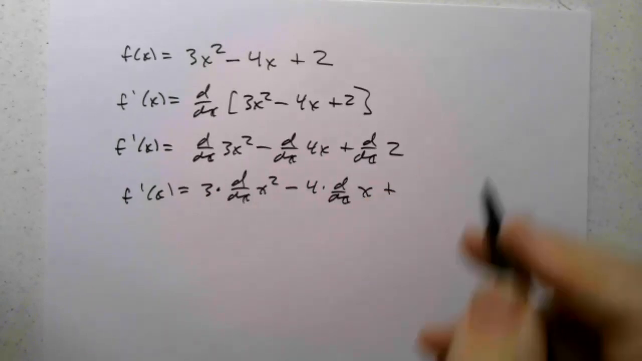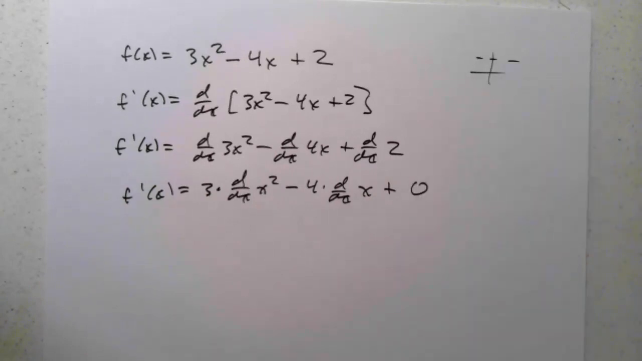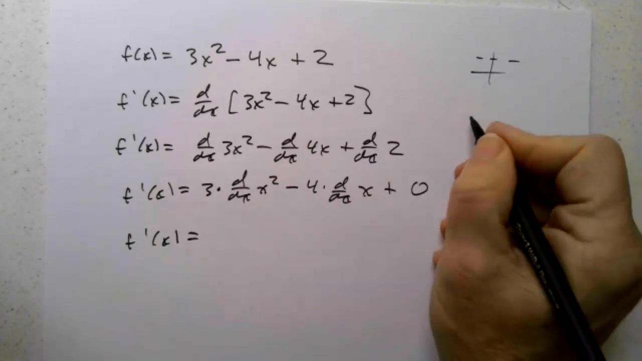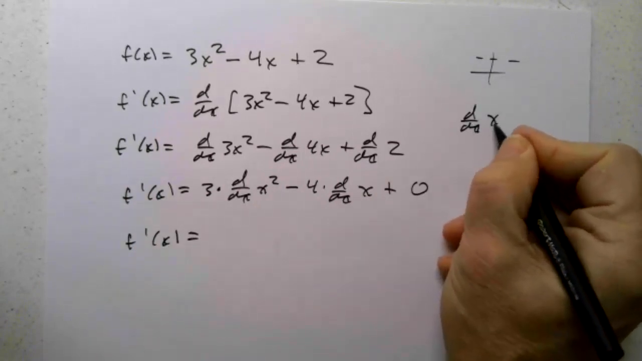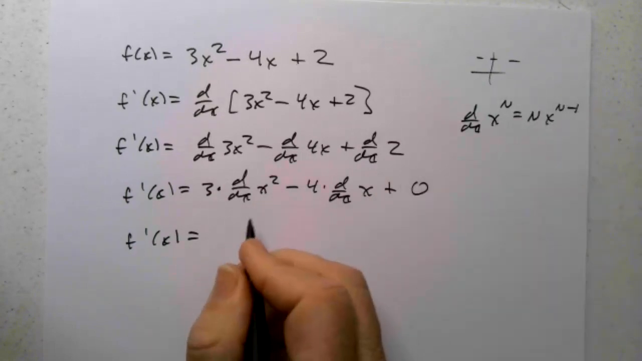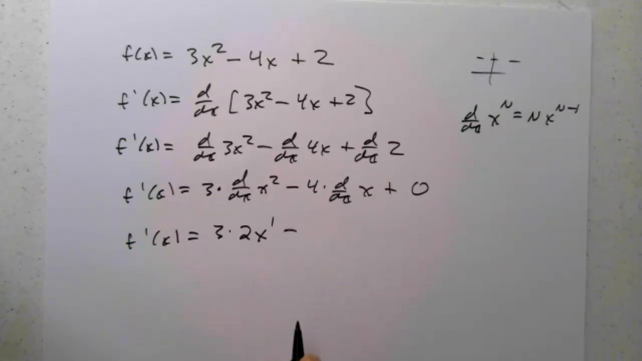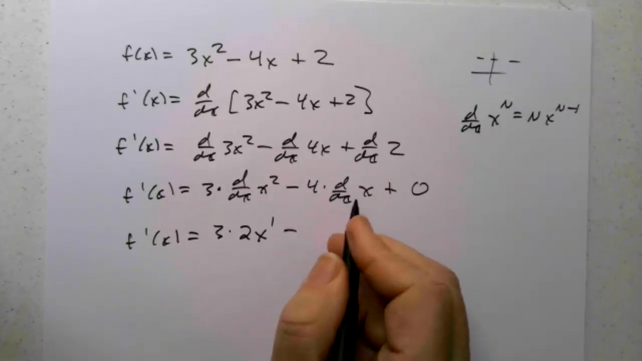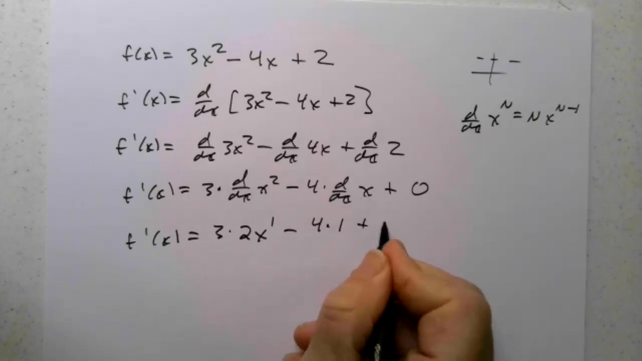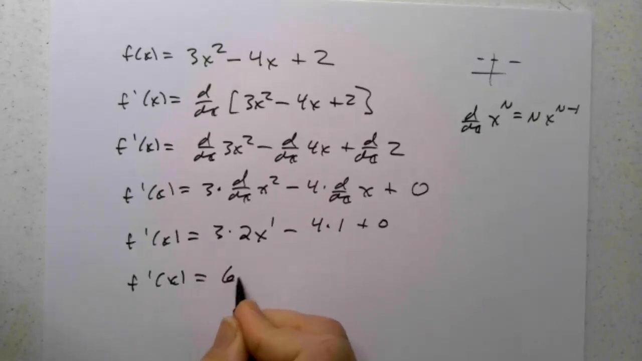Remember, a constant function is horizontal. Slope is 0. Derivative of any constant is 0. The derivative of x squared, remember the derivative of x to the n is n x to the n minus 1. So the derivative of x squared is 2x to the 2 minus 1, or 2x to the first. The derivative of x to the first is 1x to the 0, or the slope of x is just 1. So we get f prime of x, we believe, is 6x minus 4.